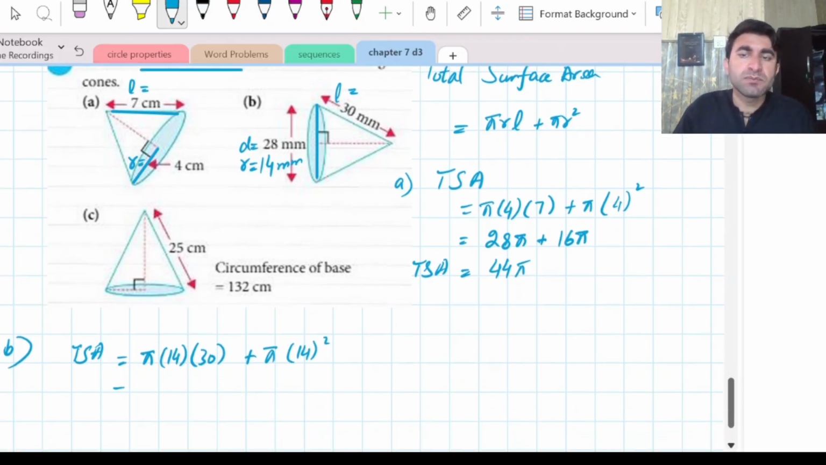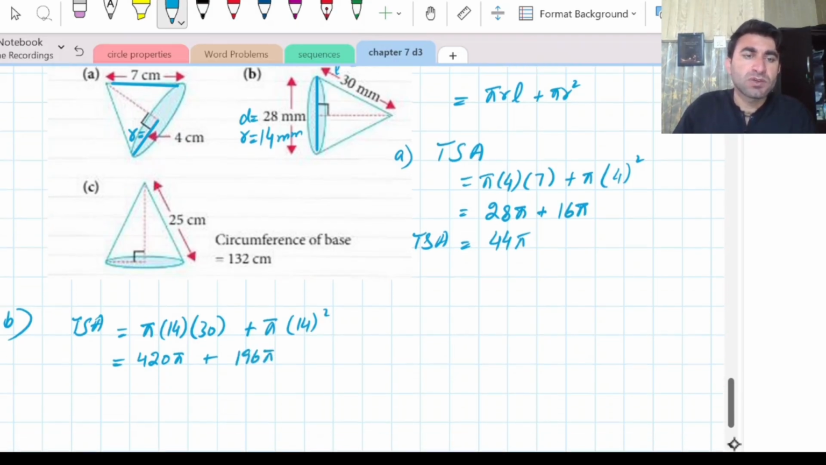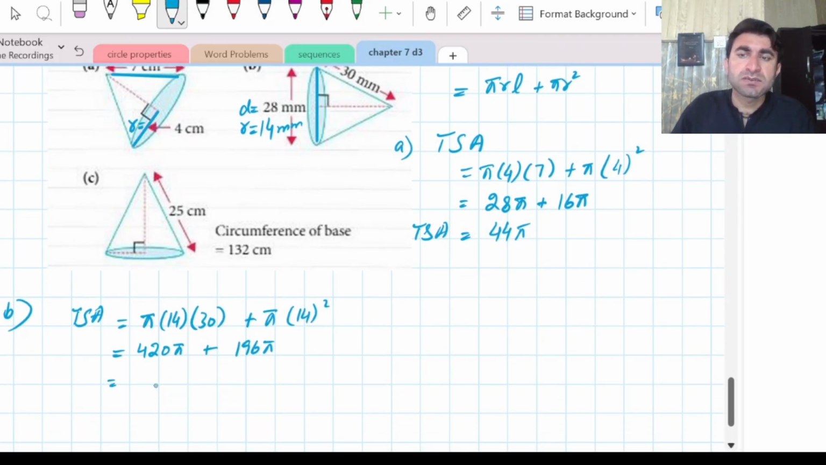So after we simplify, it will become 14 times 30, which is 420 pi, plus 14 squared, which is 196 pi. So adding the two, it will give us 616 pi in millimeter square. So that was the B part.